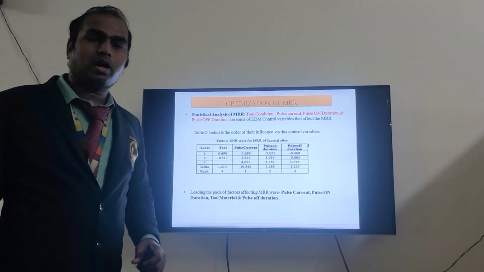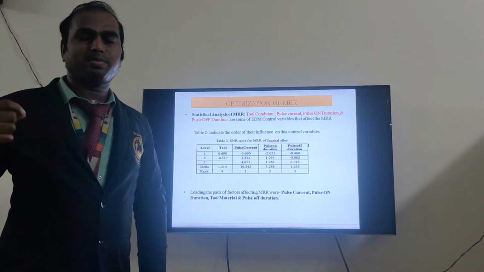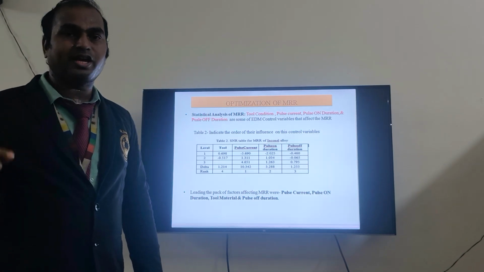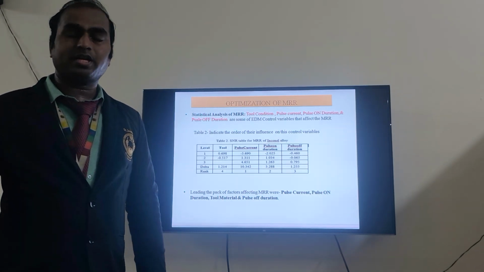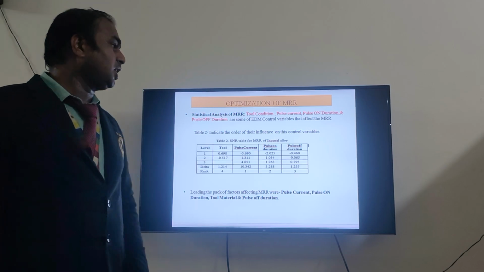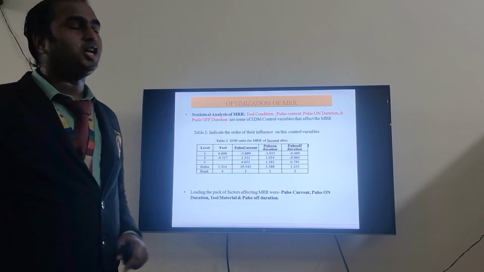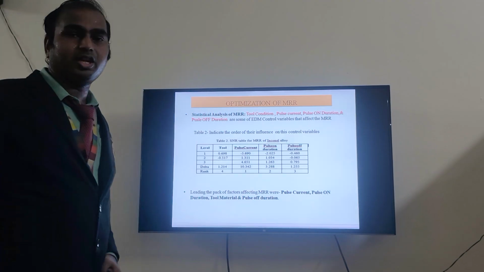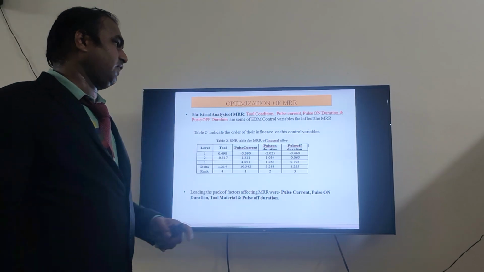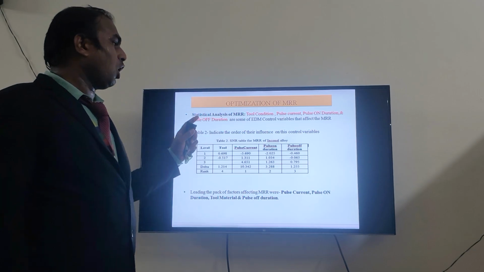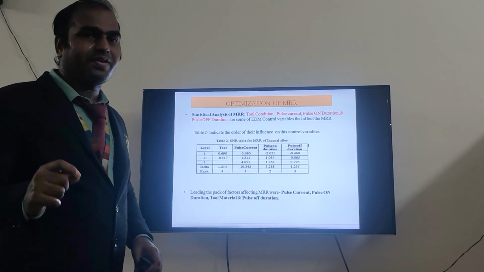In the previous slide, after the machining process, the entire sequence will be clearly recorded using a special design of experiment optimization technique. First is optimization of material removal rate. This is where the tool condition, pulse current, pulse on duration and pulse off duration, the EDM control variables, affect the MRR.